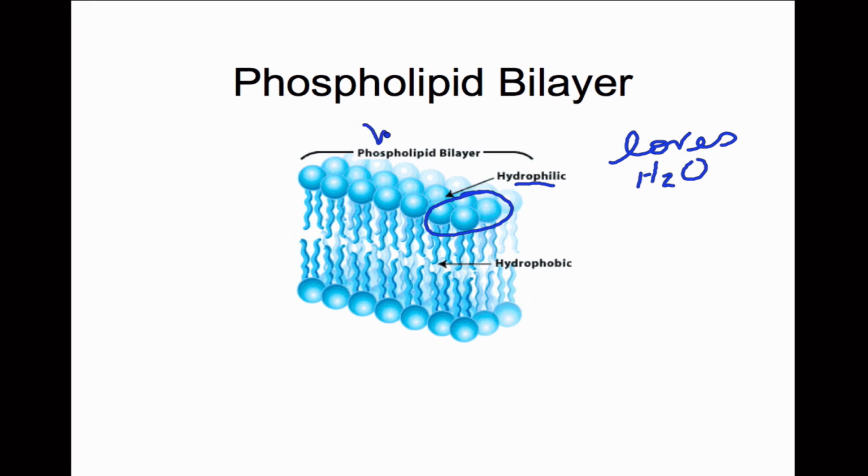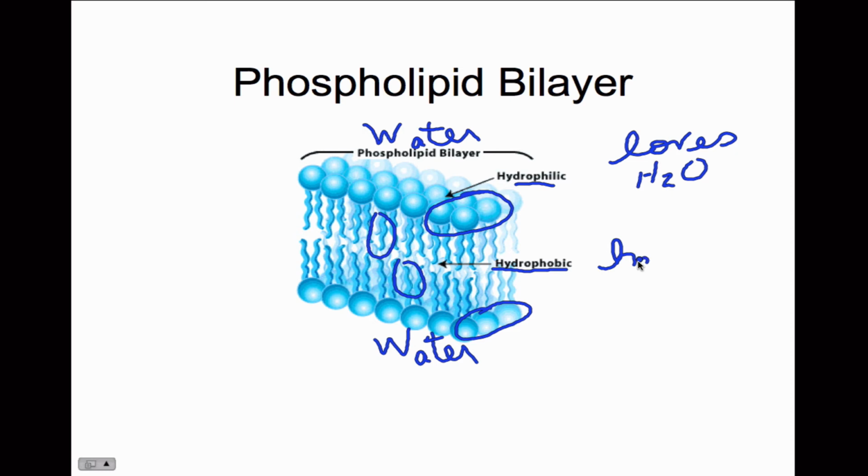Well, that's good because this outside of the cell is a water environment, and this inside of the cell is a water environment. So you need those hydrophilic heads that love water because that's what they're exposed to all the time, water. Now, inside here, we call these the tails, okay? And they are hydrophobic. That means they hate water. Okay, so hydrophobic means that they hate water.